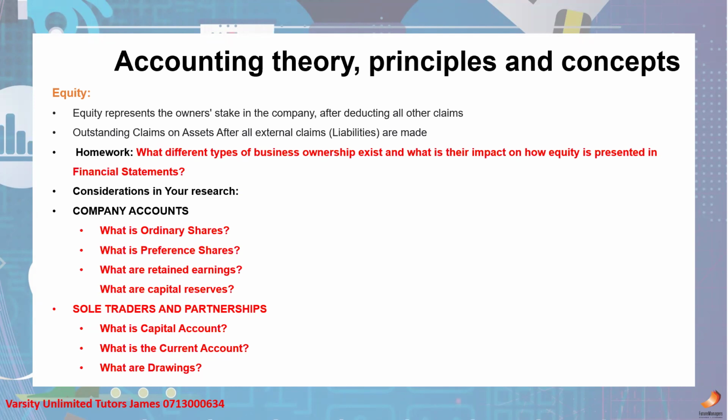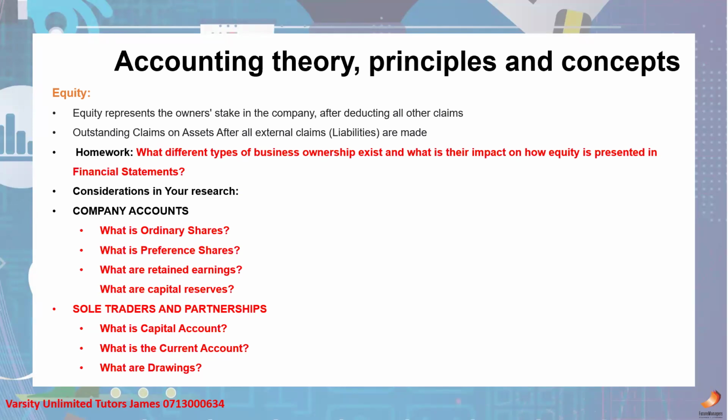But then we owe the bank 600,000. So which means that from that 1.2 million we have to pay the bank 600,000. So the money that is remaining after we pay the bank becomes what is ours as the owners of the business. So that's what equity is. So equity represents the outstanding assets or the outstanding claim on assets after all other liabilities or after all other external claims have been made. Now, equity is recorded differently depending on the nature of your business.